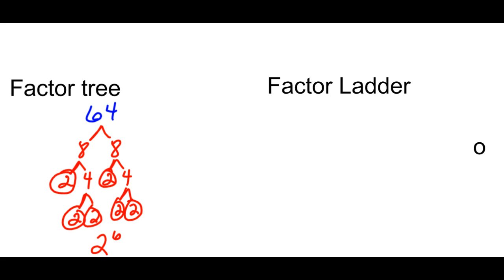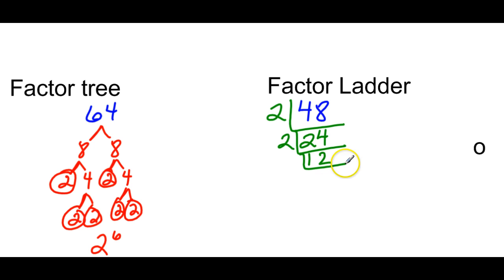All right? The other one is a factor ladder. So let's take the number 48. With a factor ladder, you start with the smallest prime factor, which is 2, and see if it'll go in there. It will. 2 will go into 48 24 times. Well, 2 will go into this again, so I keep going. It'll go into here 12 times. 2 will go into here again. That's 6. 2 will go into here again. That's 3. 2 won't go in there anymore.